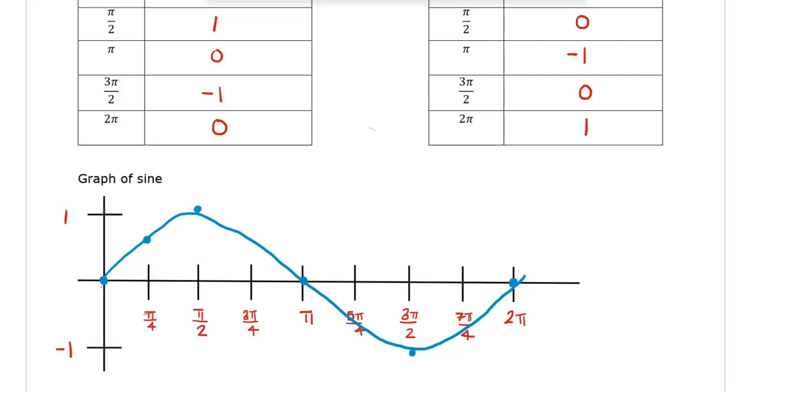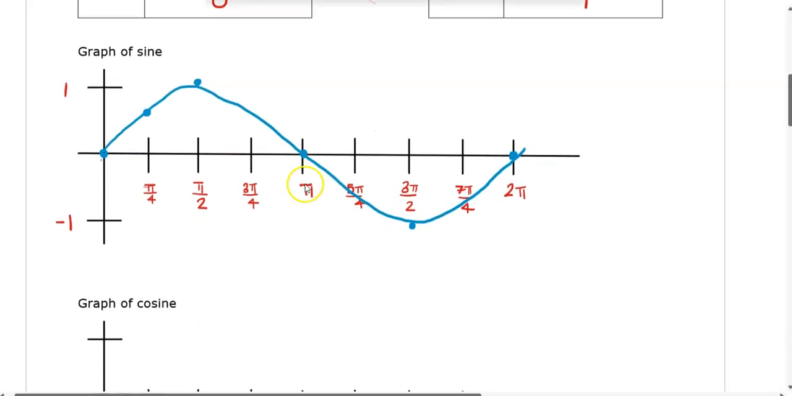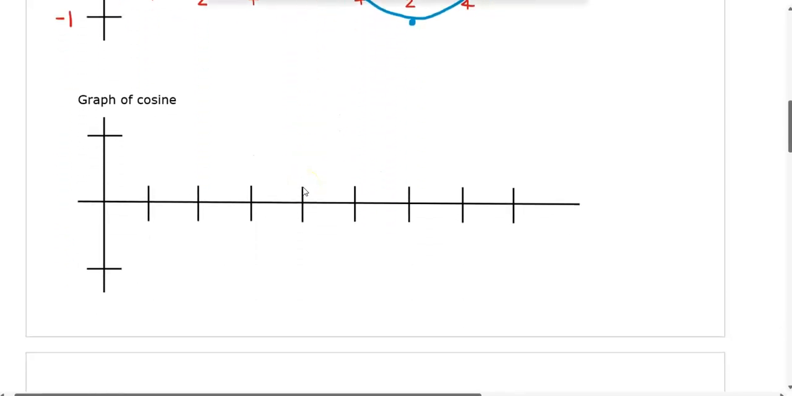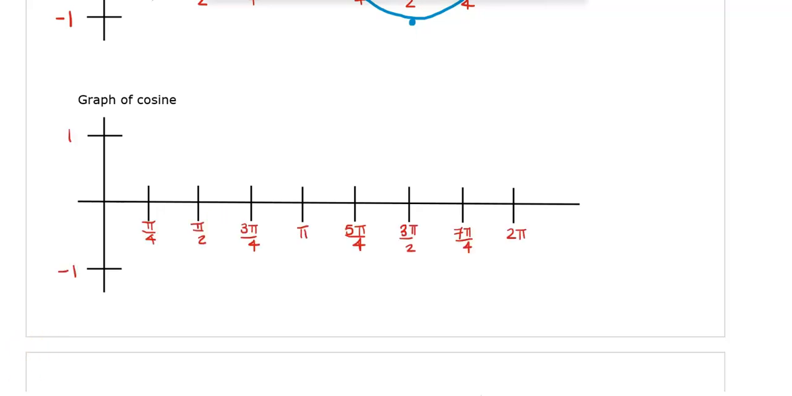What we're going to focus on here in order to do these graphs is the x-intercept, the maximum, x-intercept, minimum, x-intercept. Those are the critical points that we're going to be focusing on, okay? And so what we're going to do is the same thing, but we're going to graph cosine. So let me go ahead and label the x-axis.